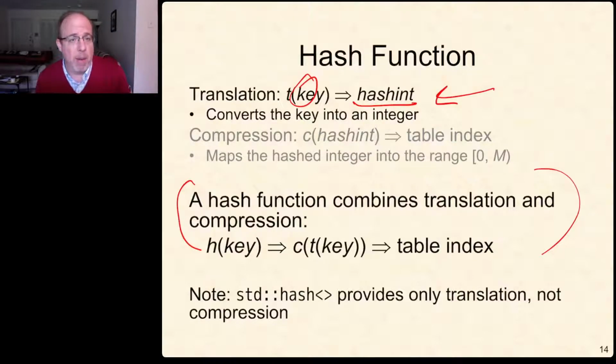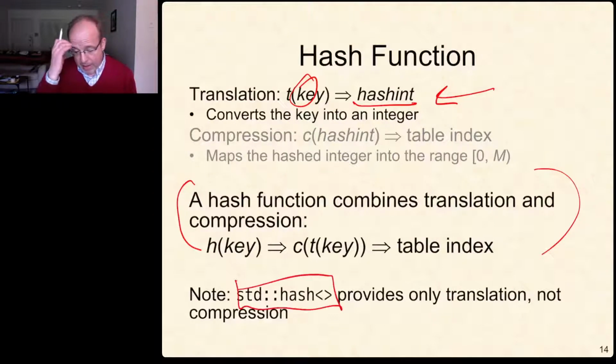The standard template library has a function that does this for you for most fundamental and ordinary container types, called std::hash. This provides translation, not compression. So what you get out of this is something that fits in an integer. Then you have to do something else to eventually get it into the range from 0 to m minus 1.